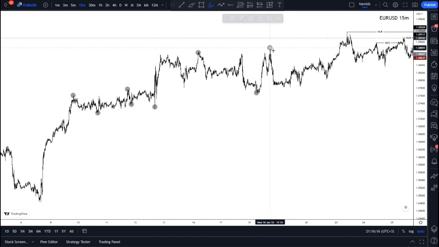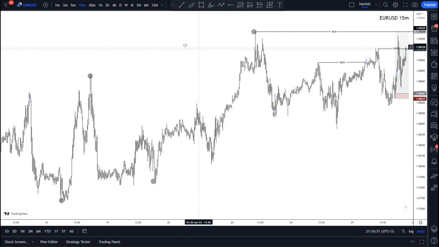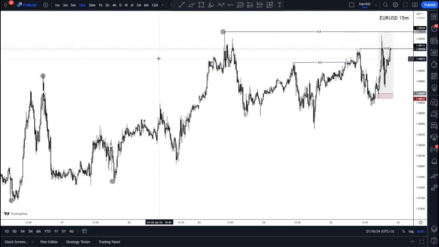So there goes our higher high, and then there's a higher low right there, and then we have a higher high right here. So this is the most current, or the latest, structural point that we're dealing with.